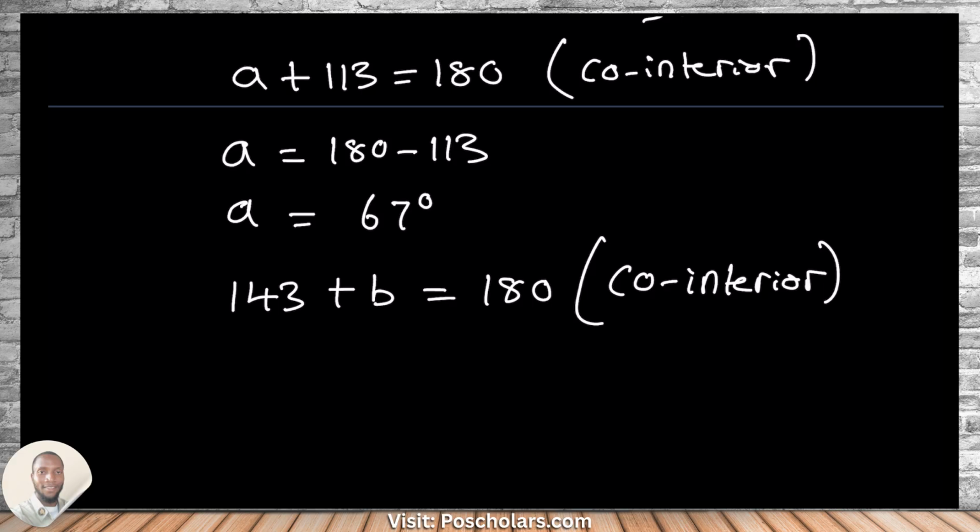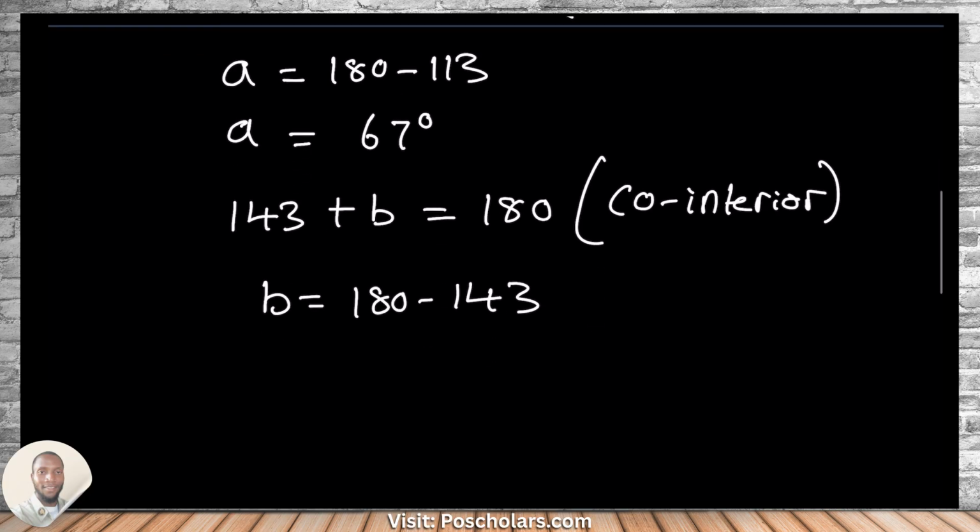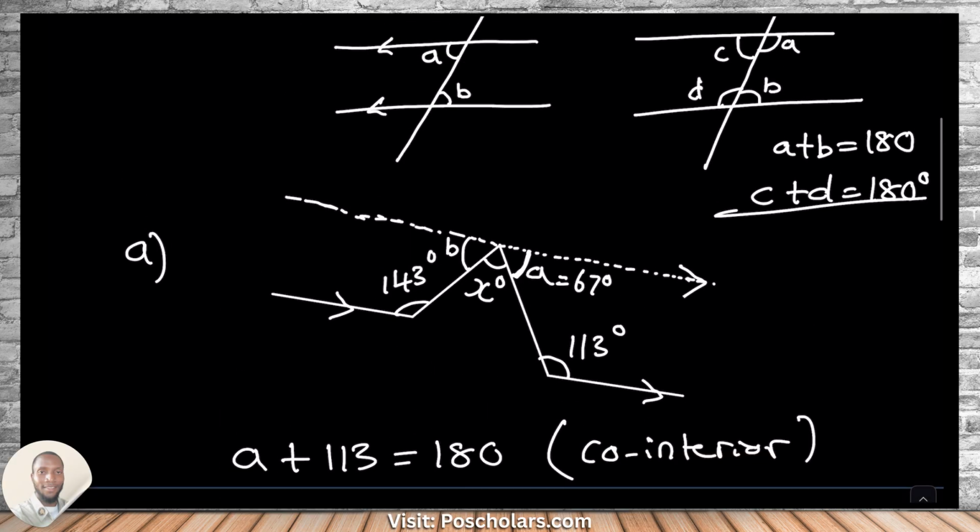So let's solve this. To find the value of b, subtract 143 from both sides. And when you do that, you have b is equal to 180 minus 143. And when you subtract, you have that b is equal to 37 degrees. Now, we have gotten the value of a, which is 67. We have also gotten the value of b, which is 37. Now, we can easily find x.